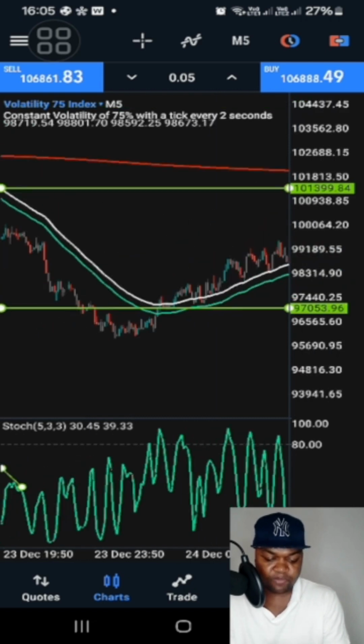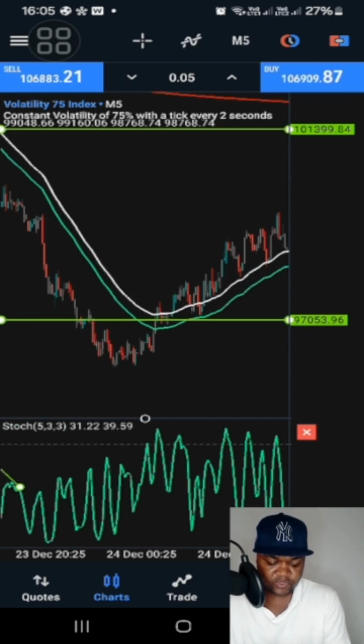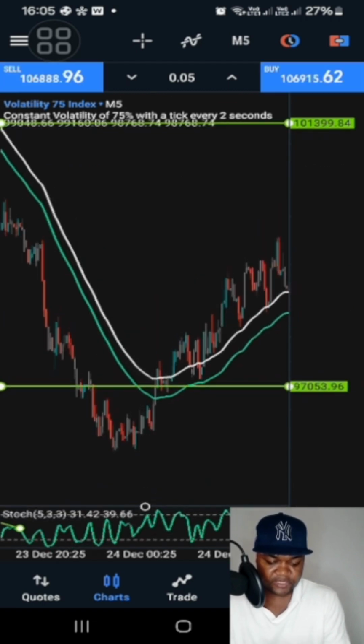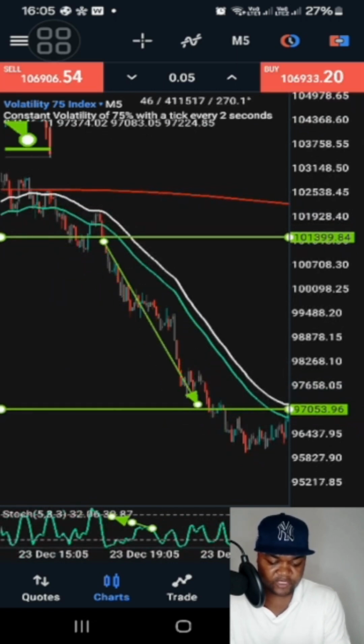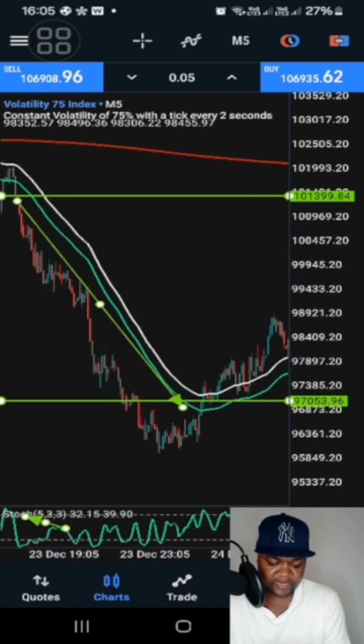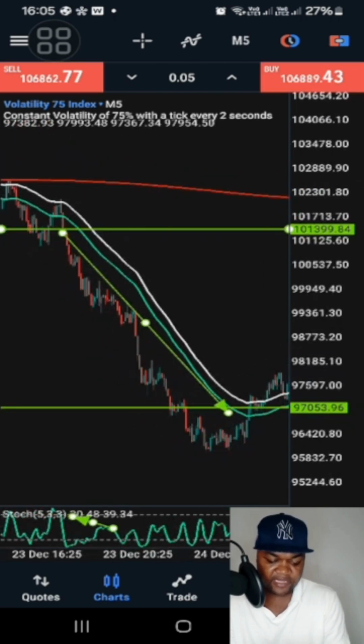So look at how powerful this strategy is. Your entry was going to be here. You're going to get an entry right around this particular level, and you're going to hold this trade until price reaches this particular level here. Look at the massive risk to reward ratio.